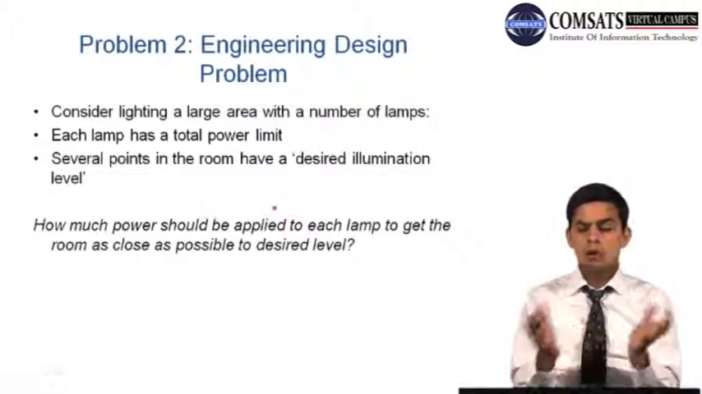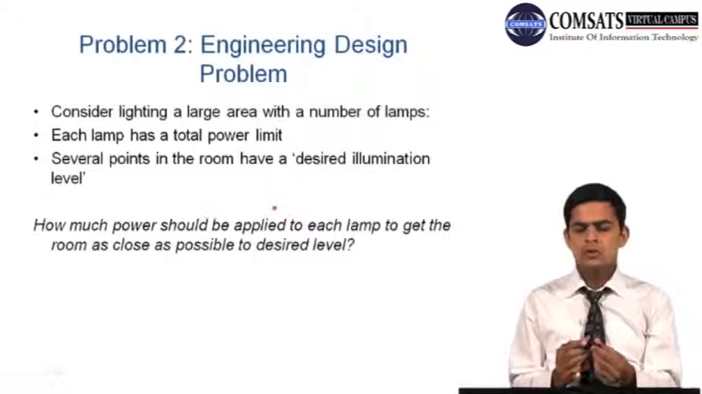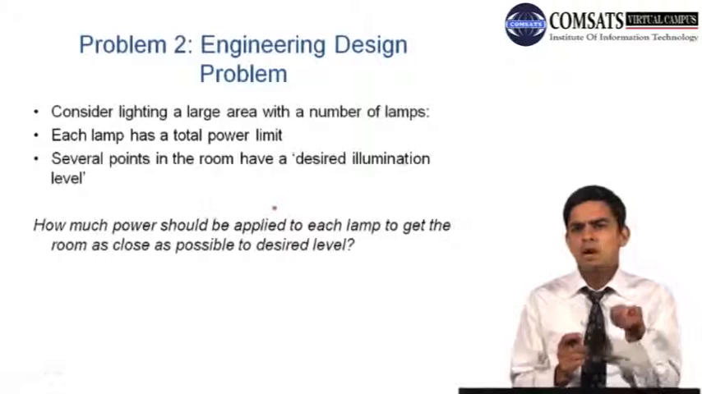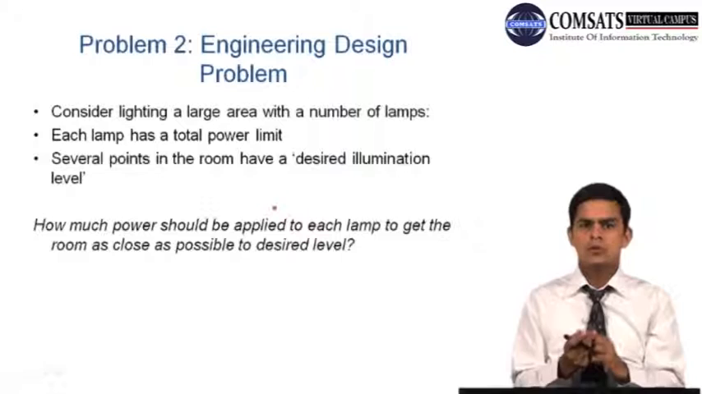Okay, so all of these conditions can be taken into consideration. So how much power should you apply to each lamp to get as close as possible to the desired level? You have to provide the power to each lamp, and also you want to think about not using too many lamps, right? So still you want to obtain the desired level of lighting in your room. Okay, so here are a couple more constraints that you can add.